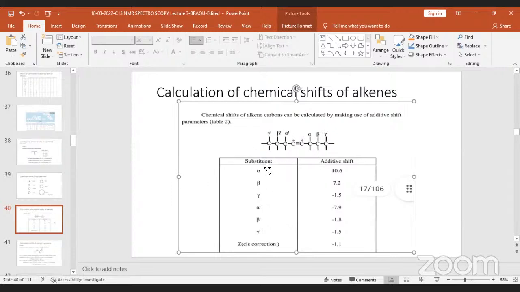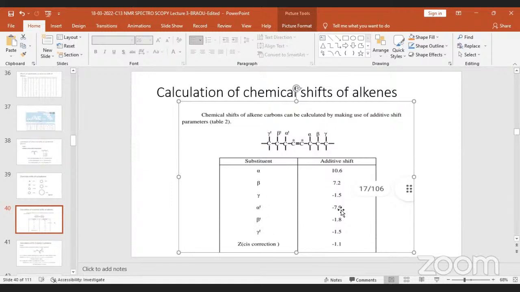So these are the additive shift values: alpha 10.6, beta 7.2, gamma minus 1.5. This gamma always causes an upfield shift. It is due to steric compression, the gamma gauche interaction, we call it. So a gamma carbon or gamma substituent always induces an upfield shift. That is why there is a minus increment. Normally a gamma carbon will be upfield if any substituent is there.